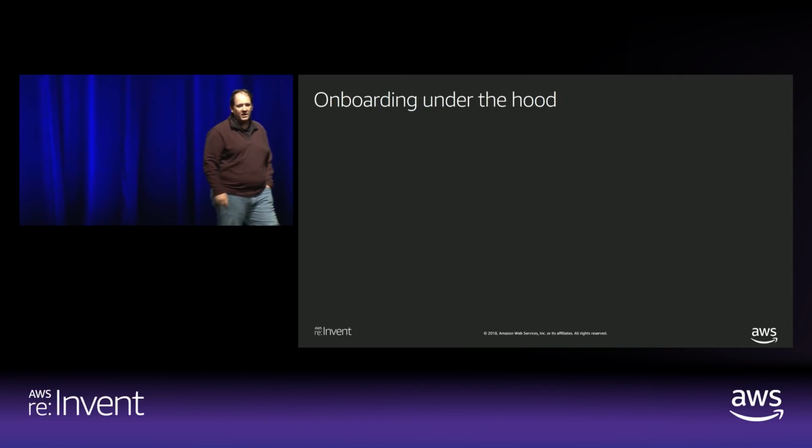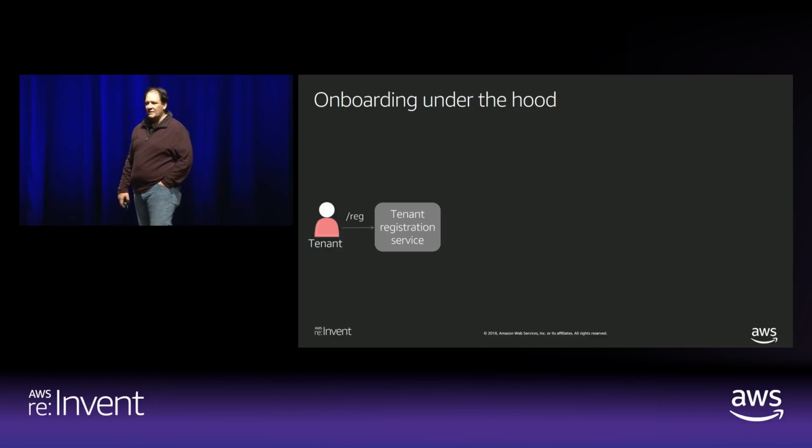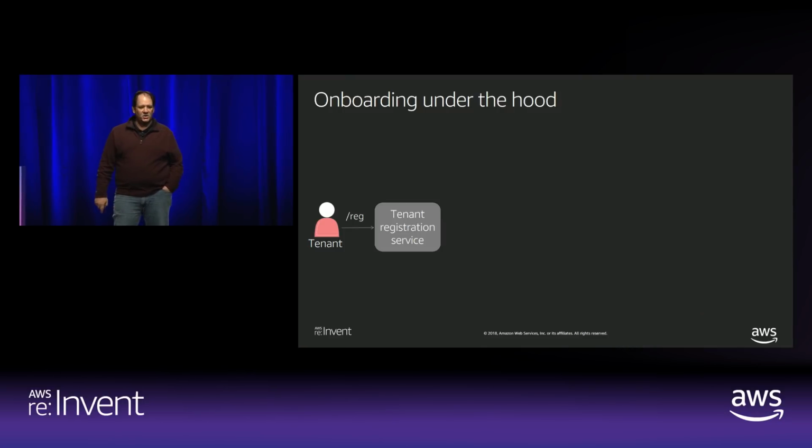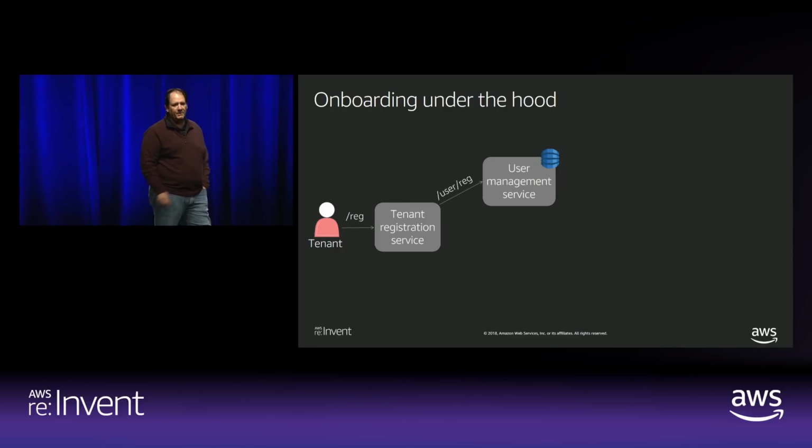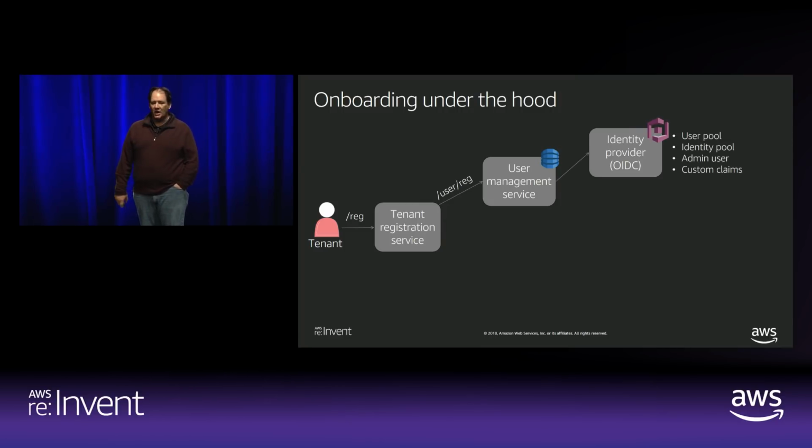Now, let's look underneath the hood. These are the services we're orchestrating underneath it, the microservices that are part of the solution. When you push that register button on this application and hit the registration service, it will orchestrate the creation of all the moving parts. The first thing it does is go to the user management service and say, I need to create the identity for the user that just signed up. So it will go out to Cognito.